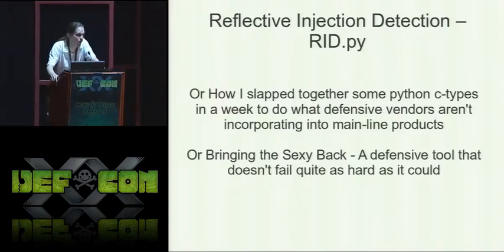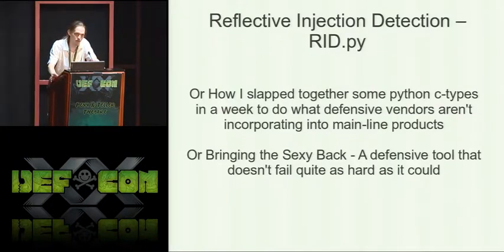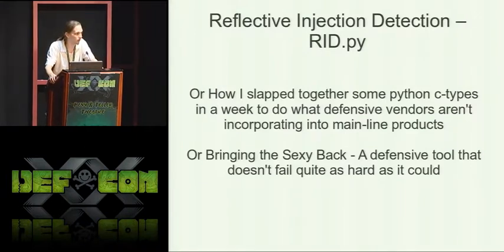I'm here to present reflective injection detection. I put together some Python ctypes code in about a week that fairly accurately detects reflective injection the vast majority of the time. It does have a couple of issues with false positives. But something to note about the title: I said defensive vendors in general. It's not exactly the case. Defensive vendors do have products that catch reflective injection. It's just not in your mainline home user applications.